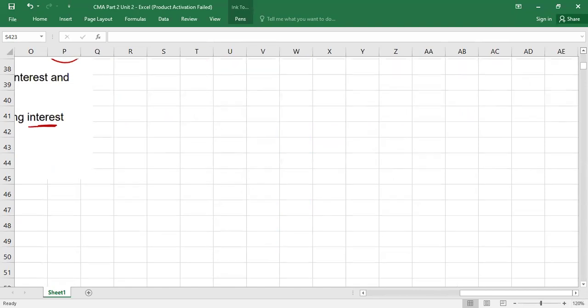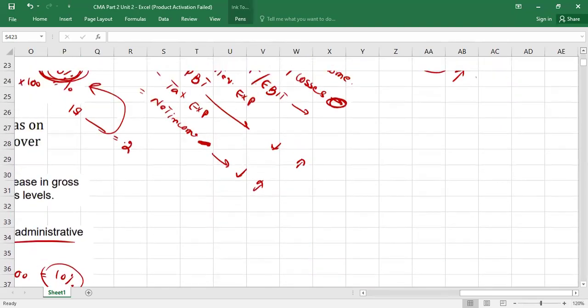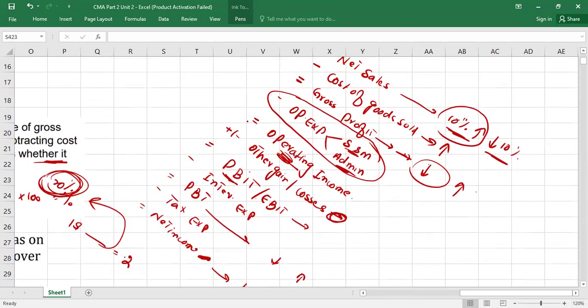I have already told you. So net income is what? If you are sitting at the operating income point, then you have to add or deduct other gains or losses. This is called your PBIT. Then you have to deduct interest expense. This is called your PBT. Then you deduct tax expense. Then this is the net income. So they are saying that net income is the operating income after adding or deducting the other gains or losses, interest expenses and tax expenses. This is what is called your net income.